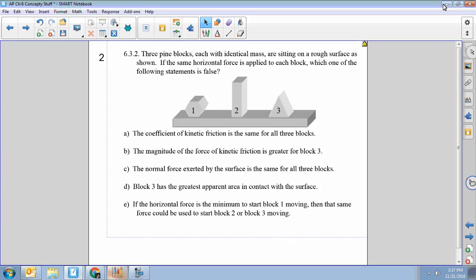What are you comparing it to? 300. There's the problem. Not all of the 300. I'd look at 150. Only the 150 is going towards the right, trying to make it move. You have to break it up, just like the force of gravity. Parallel, yes. Okay.